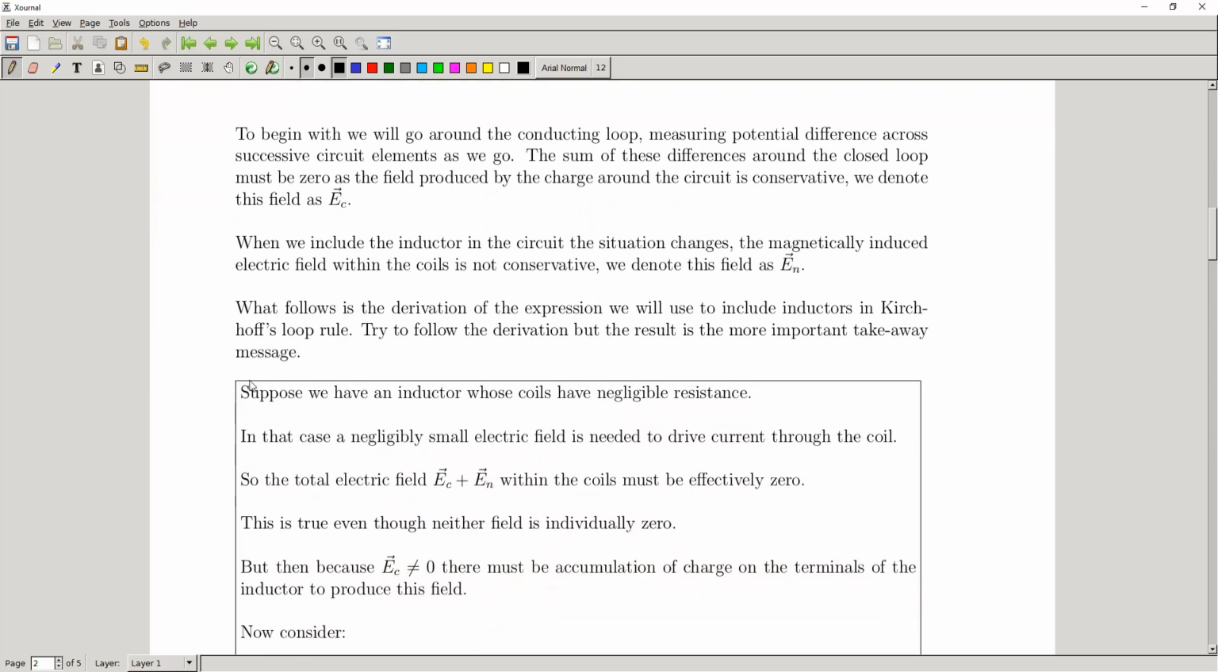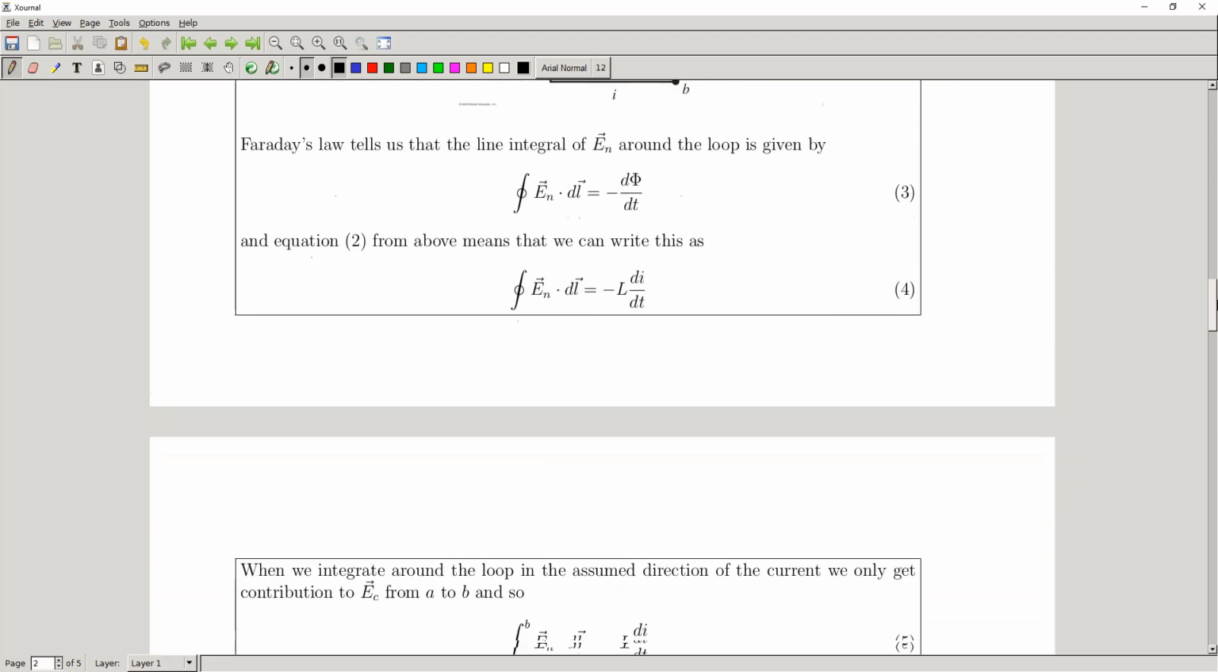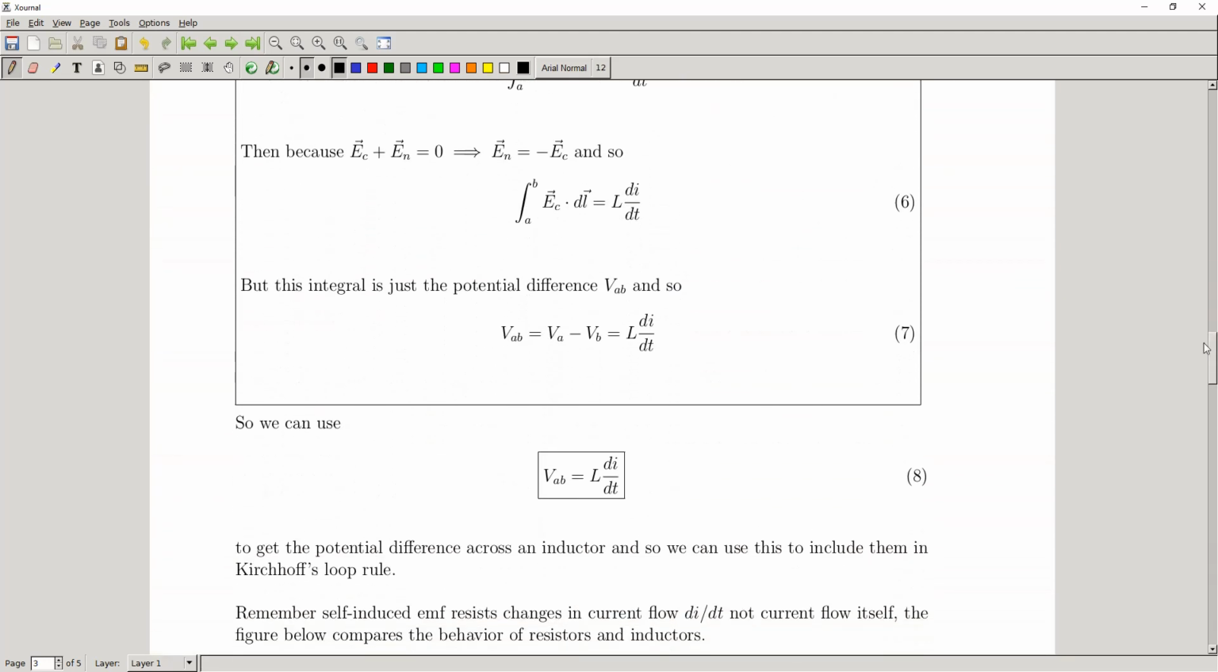So I'm not sure why I didn't bother boxing off all of this, but basically you can think of this all as the same box, which extends onto the next page actually. And why I've boxed this off is because what I'm talking about here is a derivation of the final rule that we're going to use to be able to apply Kirchhoff's loop rule to this. This is the punchline of all the stuff I'm going to talk about in this box here. This is the most important takeaway message.